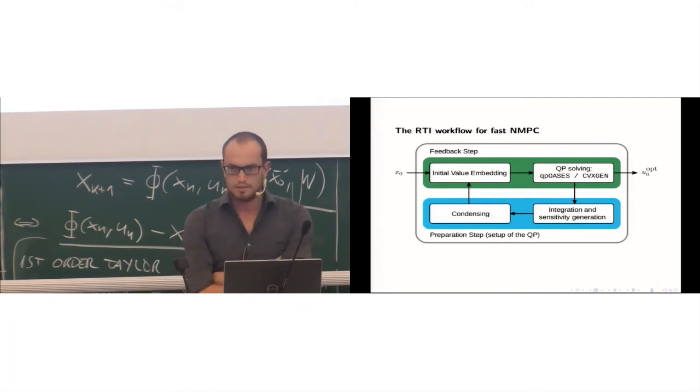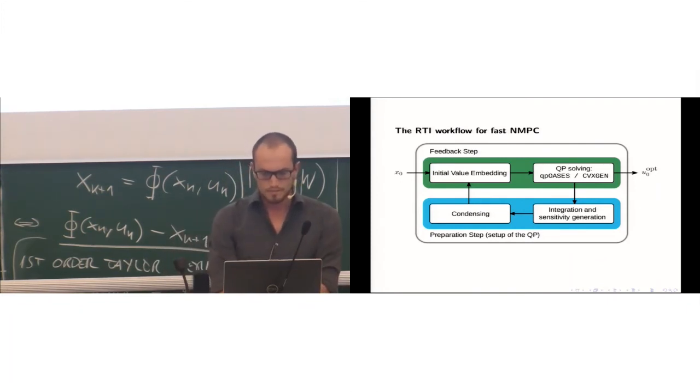Then a bit about the RTI workflow. This is in a sense a summary of Moritz's talk, but in the least mathematical way of saying it. We have initial value embedding, which means that we have this parameter always linearly appearing in our problem, which means we always satisfy the initial value constraint because we do full step SQP. So this initial value embedding and the QP solution form the feedback step, while the integration and sensitivity generation, let's call it just linearization of our nonlinear problem, together with possibly the condensing, is what we call the preparation step. Condensing might be there, might not be there.